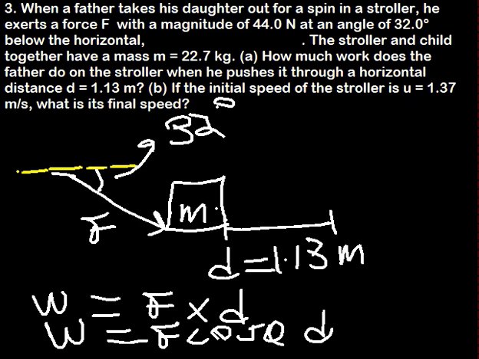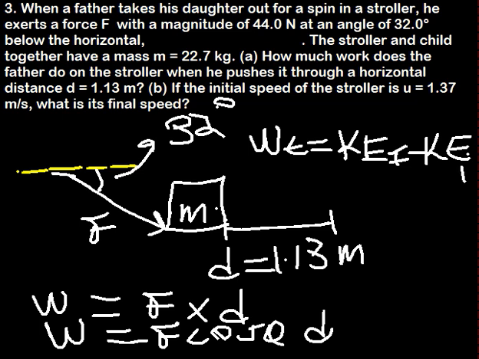Now question B says, if the initial speed of the stroller is given, I will be looking for the final speed. So we're going to use the work-energy theorem. The total work done is equal to the final kinetic energy minus the initial kinetic energy. So I'll be able to get the final velocity, with the final kinetic energy as the subject of the formula. So keep that in mind.